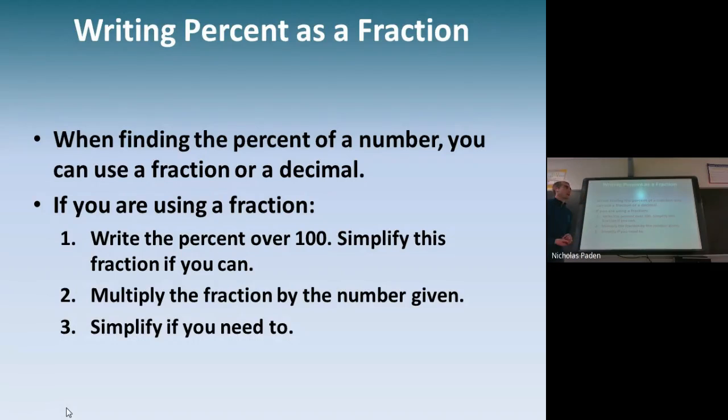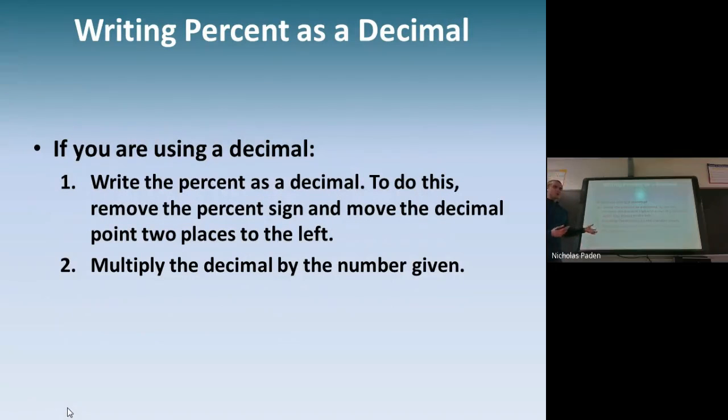The other way that you can find the percent of a number is by writing that percent as a decimal. And this one we'll probably use more often than not. This always works as well. To write the percent as a decimal, you remove the percent sign and you move the decimal point 2 places to the left. And once you've done that, you multiply that decimal by the number that's given. Probably one that's a little easier to work with in many cases. Sometimes fractions would be easier.